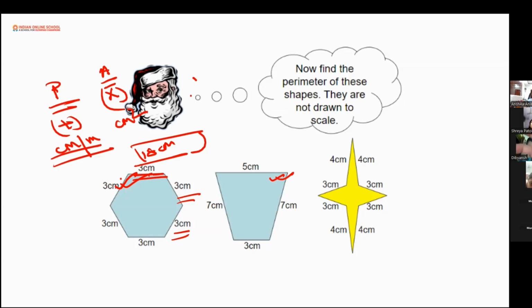Divyansh, you would be solving the last one. 22 centimeters. Okay. We have 5 centimeter plus 7 centimeter. That's how much? 12. 12 plus 3, 15. 15 plus 7, 22 centimeters. Well done. Divyansh, the next one, please.